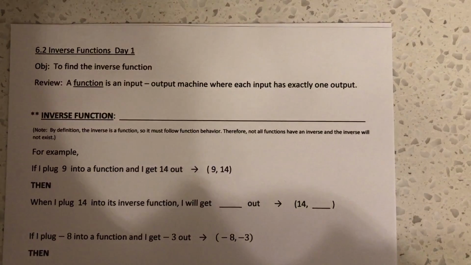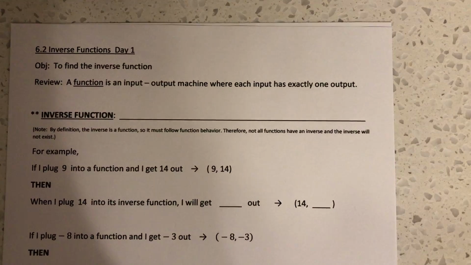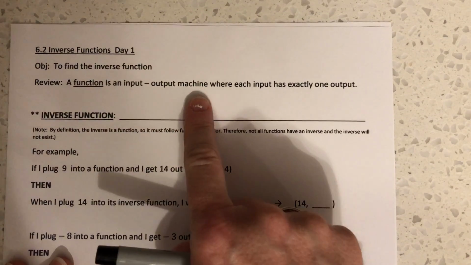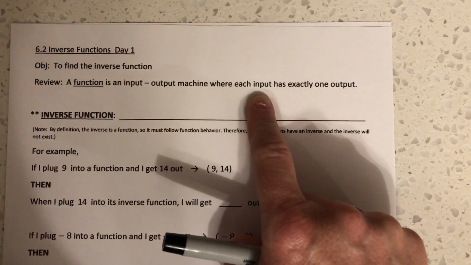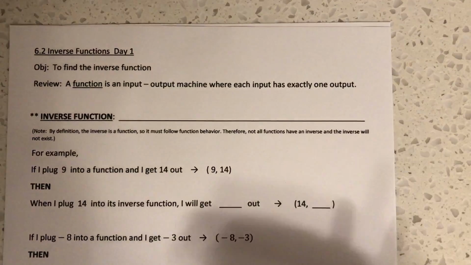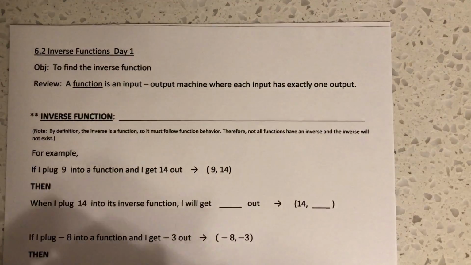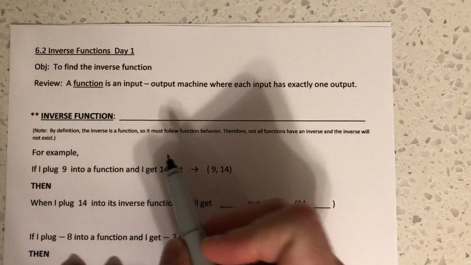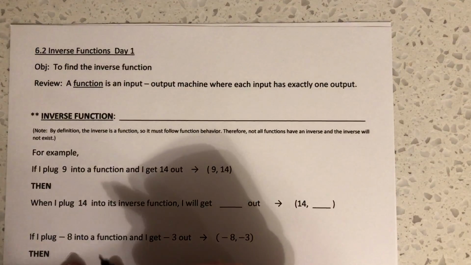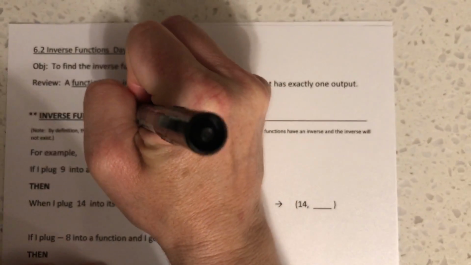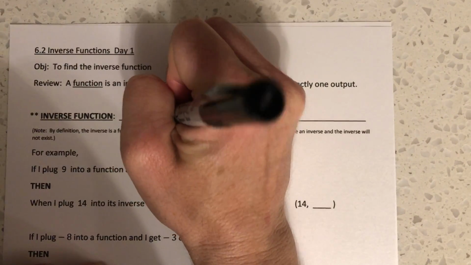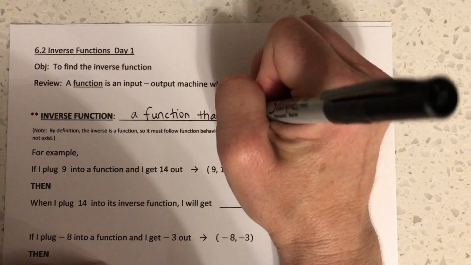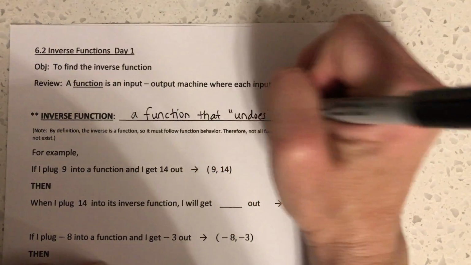We're still working with functions, and today's section is all about an inverse function. So let's just remember what a function is. A function is an input-output machine where each input has exactly one output, right? That's that function's fancy definition. Well, an inverse function is really simple. What an inverse function does is it has to undo whatever the original function did. So an inverse function is a function that undoes another function.